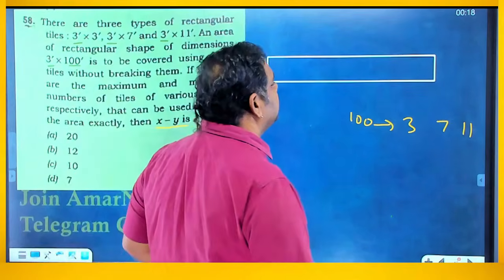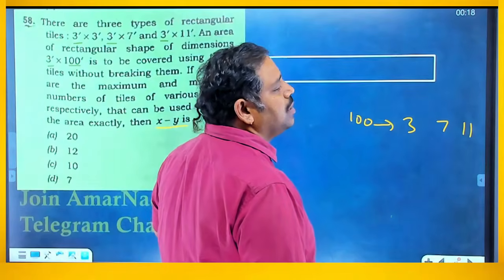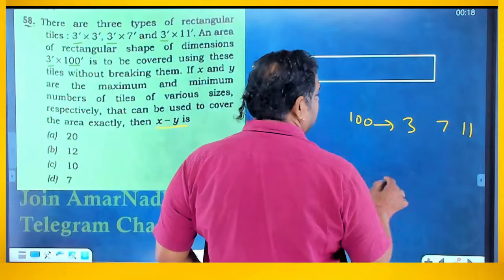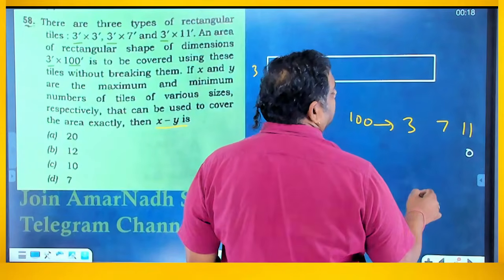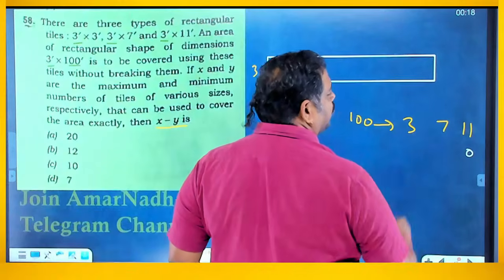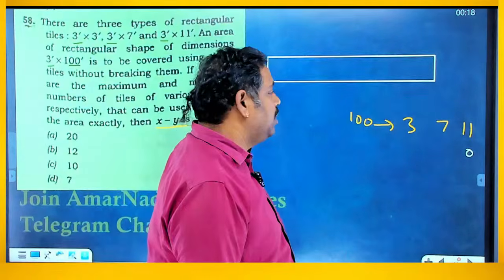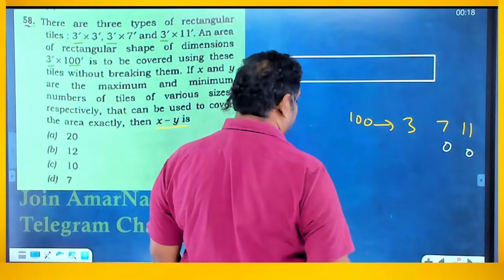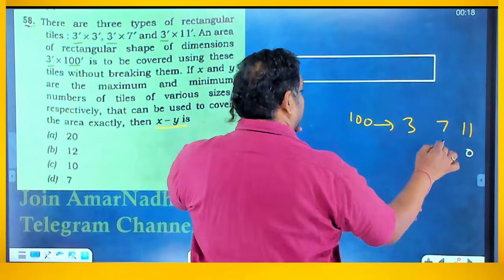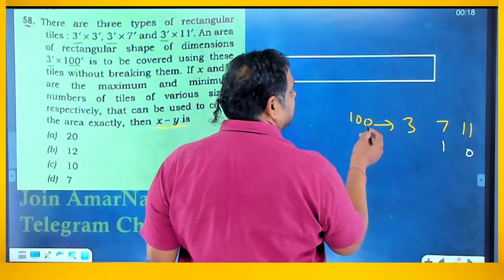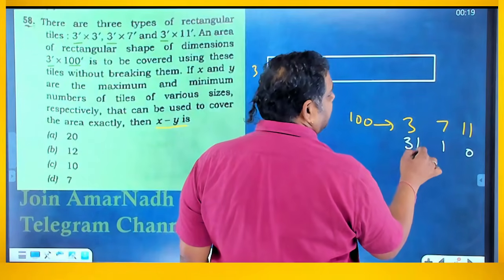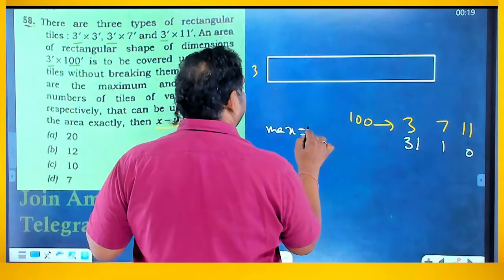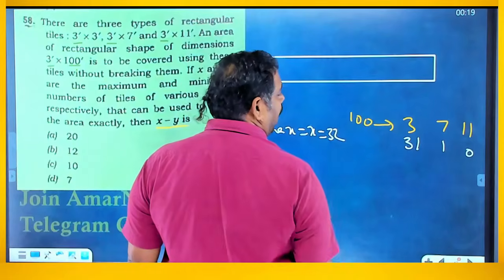Right. If I want to use minimum number of tiles, the size of the tile should be big, right? That's why I'm not taking this one. Okay, I'll try only with these two. So if I take this one also 0, size is more, but 3 is not a multiple of 100, na? That's why I have to take minimum 1. Okay, 1 means 100 minus 7 is 93, na? 93 means 31 tiles I need. So this is the maximum case. Okay, maximum means X. So 32 tiles needed.